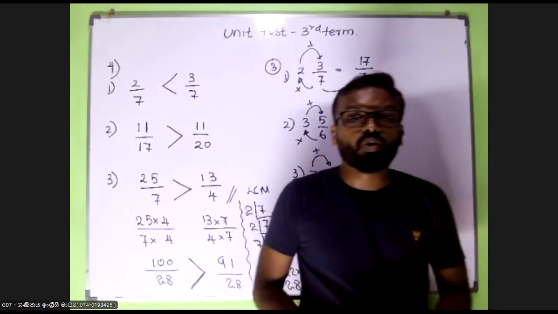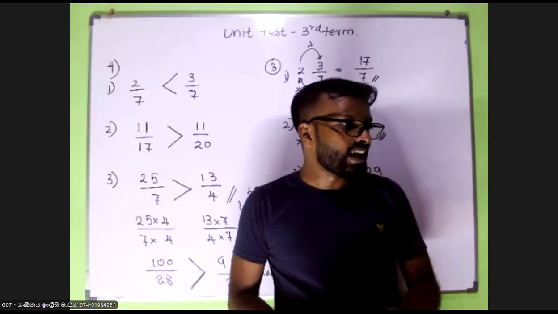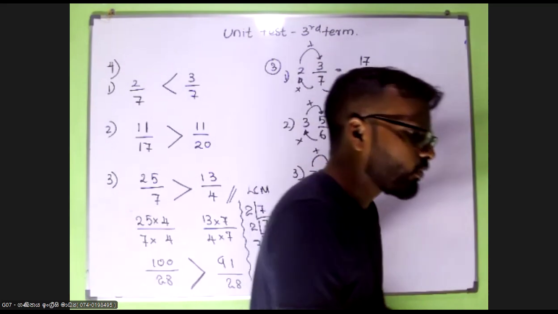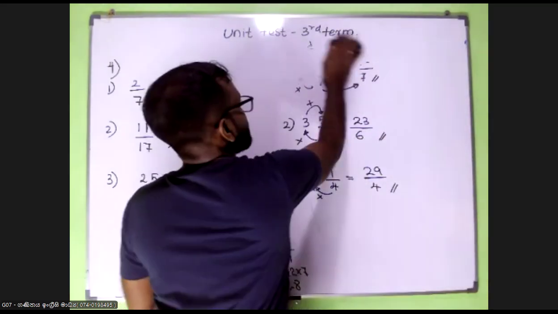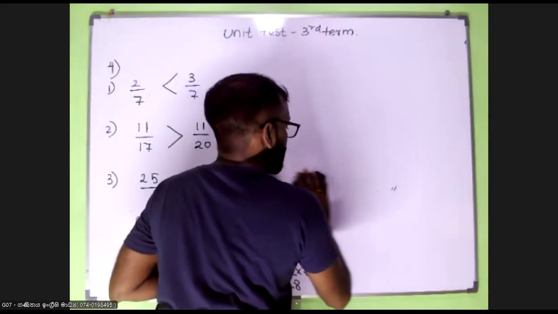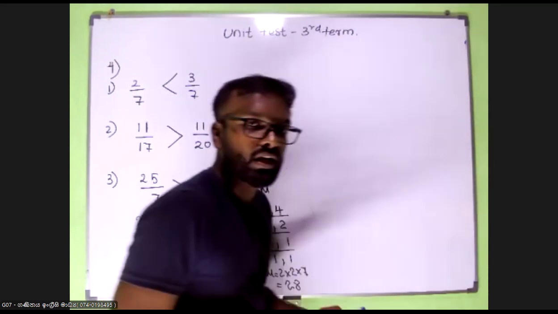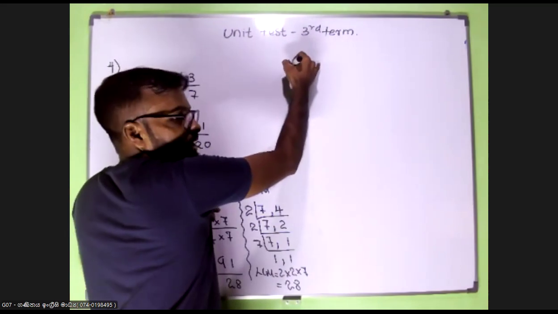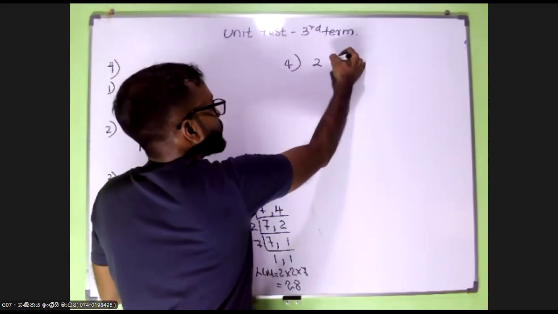Right, guys. So there is another last question, the fourth question. I will discuss it quickly, yeah. Then I will wind up the class, right? Okay. Fourth one. So you have to compare the fractions 2 and 1 upon 5.